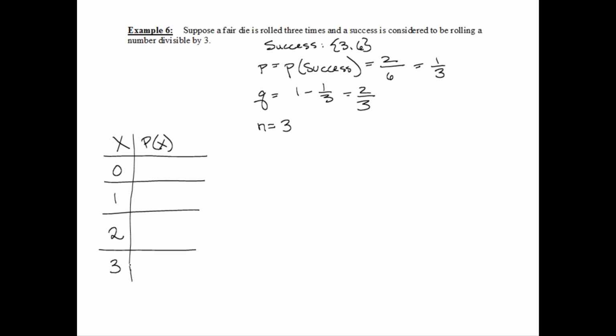What's the probability of getting 0 successes? Well, we would do combination 3, 0. Probability of success will be 1/3, raised to the 0th. Multiply by 2/3, raised to the 3, because if we have 0 successes, we'll have 3 failures. And this should give me about 0.30.